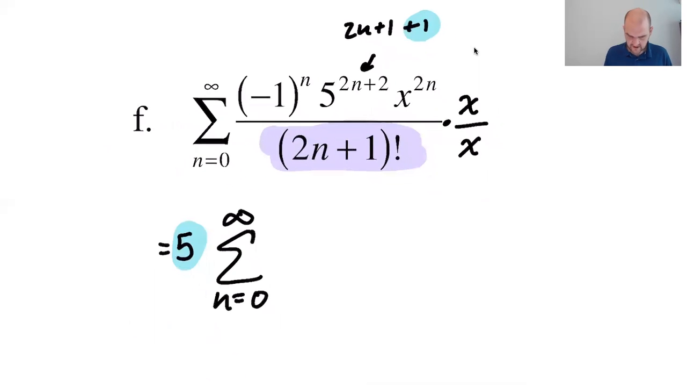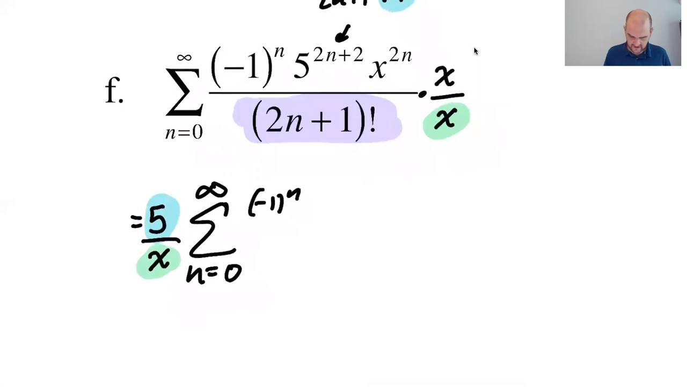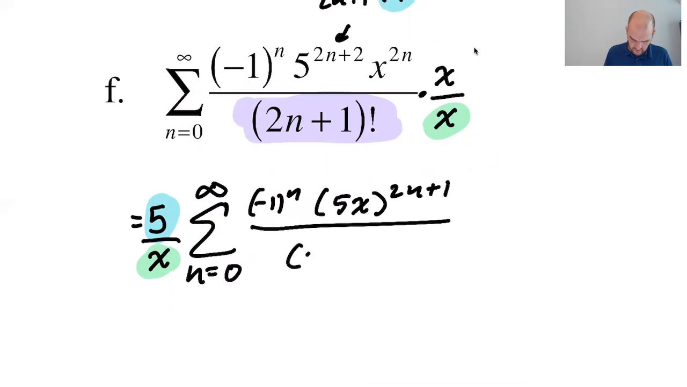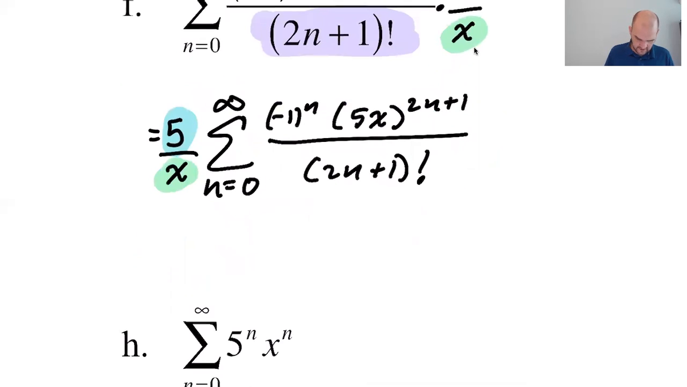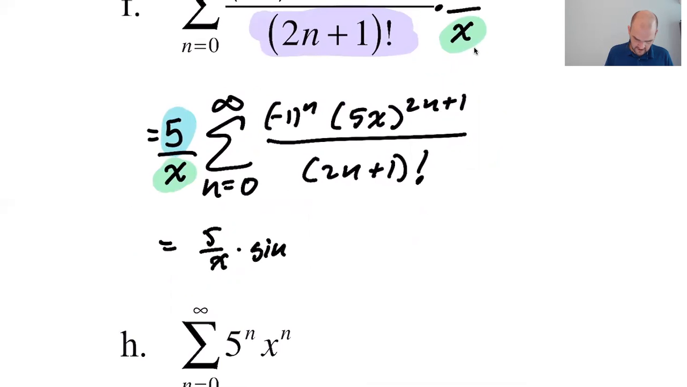5 to the first. And then I'm going to take this x out because I'm using the other one in the numerator. X there. And then we have negative 1 to the n. I have 5 to the 2n plus 1. I have x to the 2n plus 1. So I'm going to make that 5x to the 2n plus 1, over 2n plus 1 factorial. So that's going to be 5 over x times sine of x.